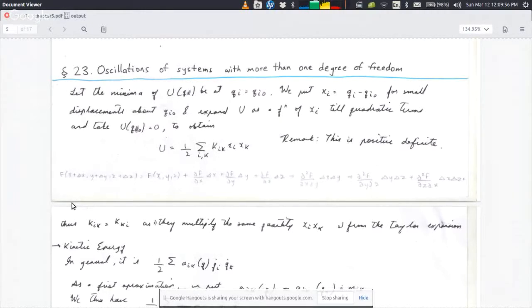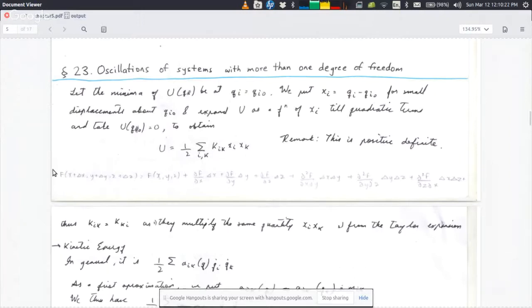All right. So we did what is called oscillation of a system with more than 1 degree of freedom. How you define a system with more than 1 degree of freedom is by defining its potential. Let's imagine the potential is given by U and it has a minima at Qi naught. And we use the same convention, displacement from the origin to be given by Xi. So Qi minus Qi naught is Xi.